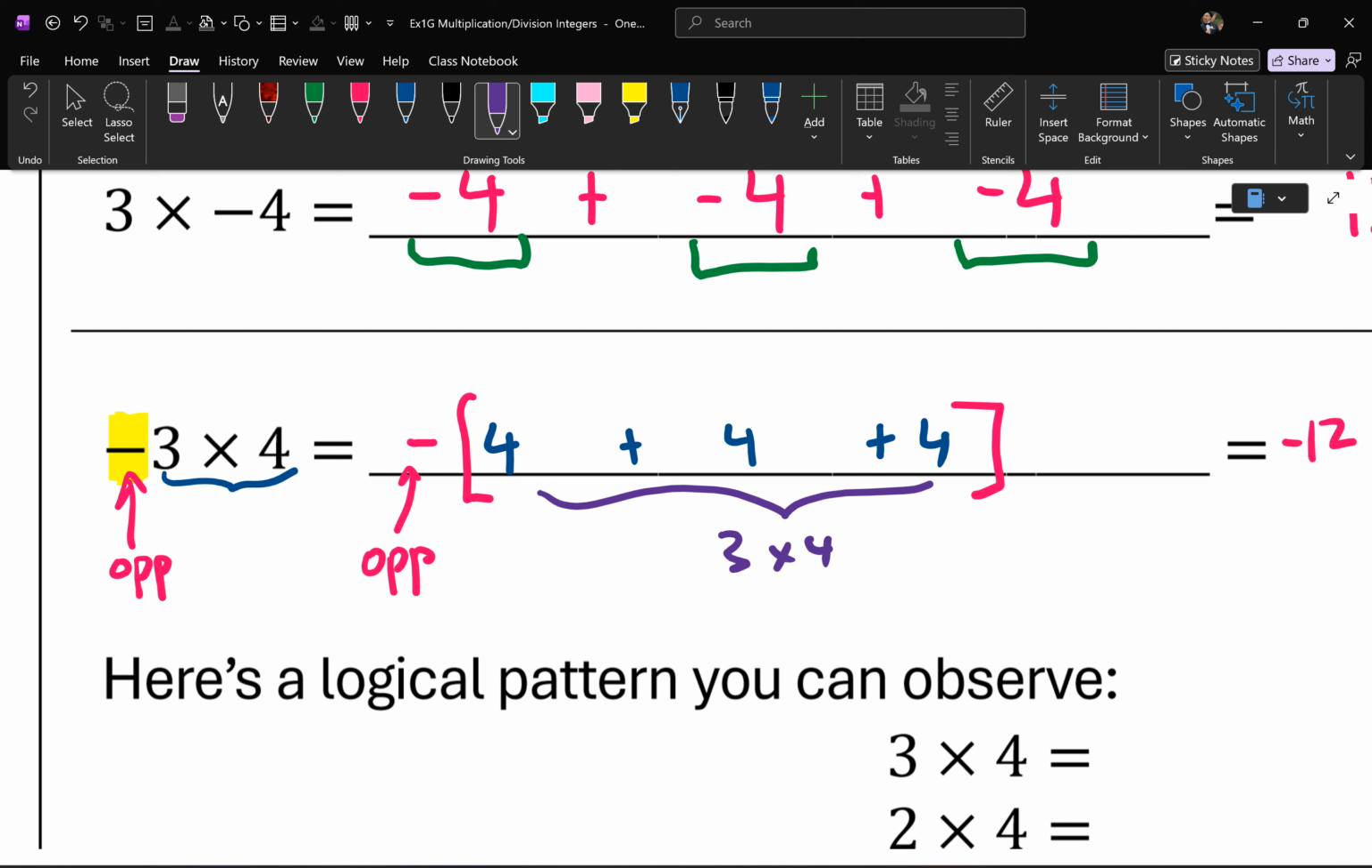Does that make sense? It's almost like, in a real-life sense, me saying you've earned $4, you've earned $4, you've earned $4, okay? And then I say, I changed my mind. So that minus is like, I changed my mind.